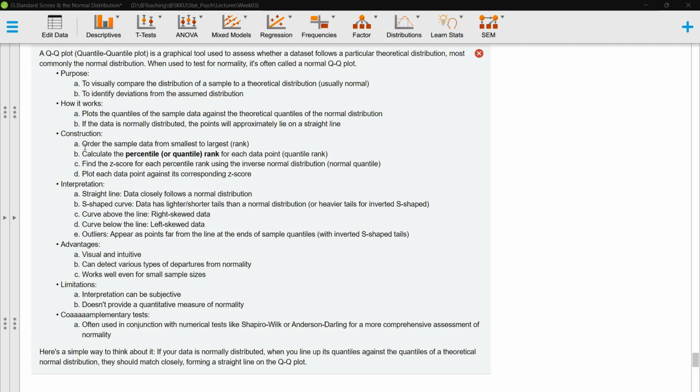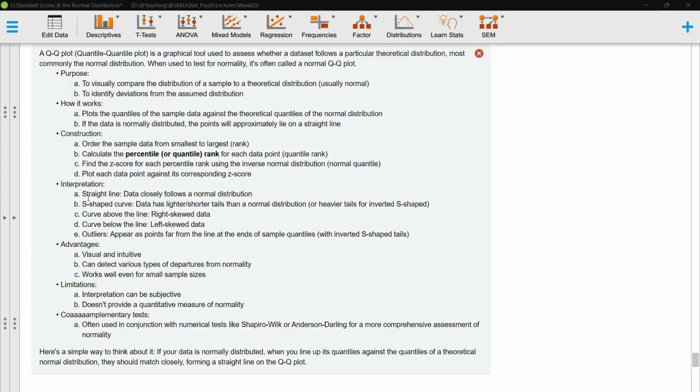And here there are some steps to construct the QQ plot, but I want to skip this part. Just forget about this part. And what is the interpretation of the QQ plot? A straight line means the data closely follows a normal distribution.